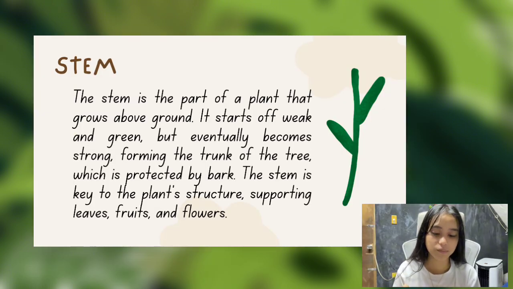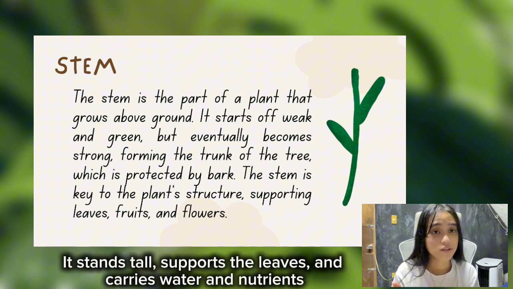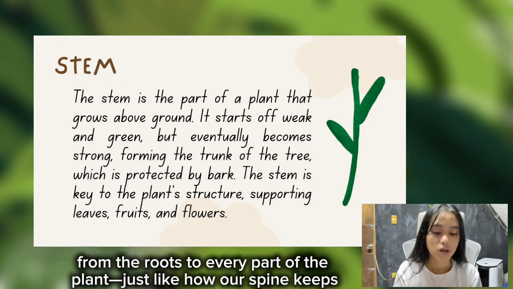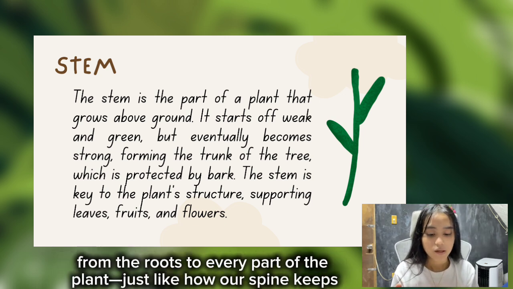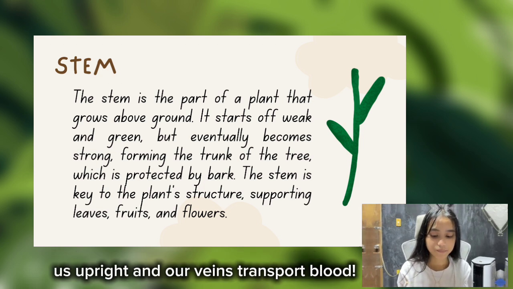What is a stem? Think of a plant stem like a straw and a backbone combined. It stands tall, supports the leaves, and carries water and nutrients from the roots to every part of the plant. Just like how our spine keeps us upright and our veins transport blood.